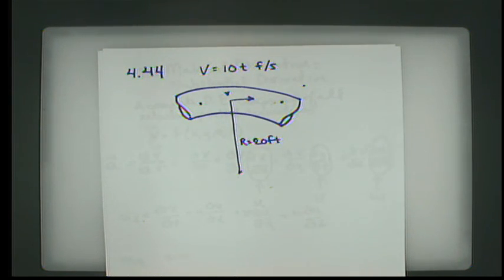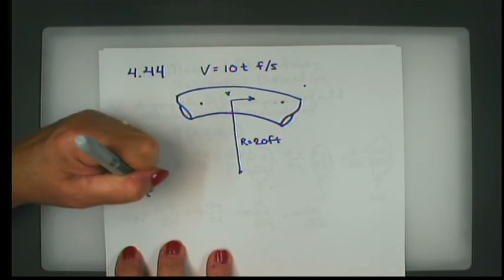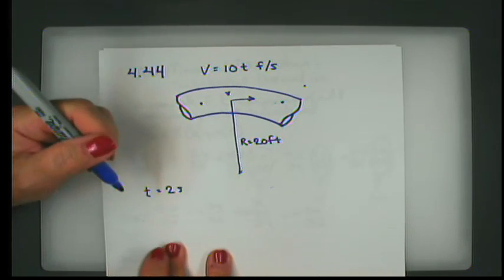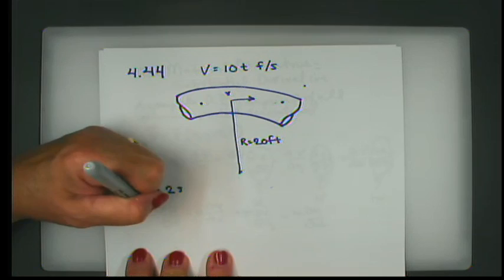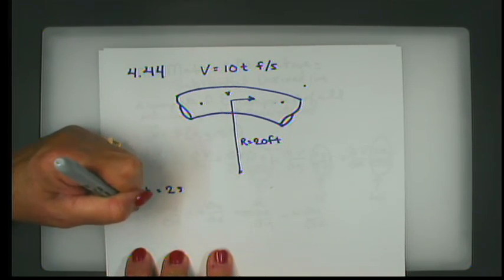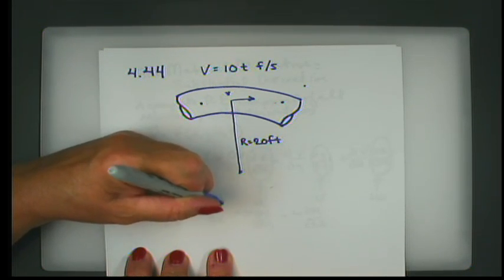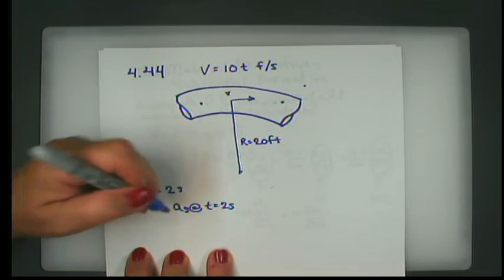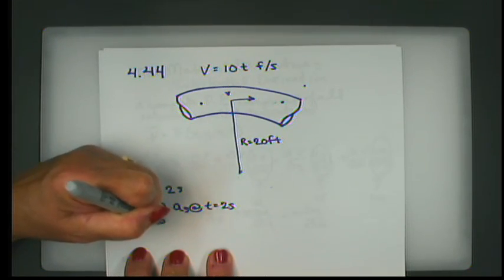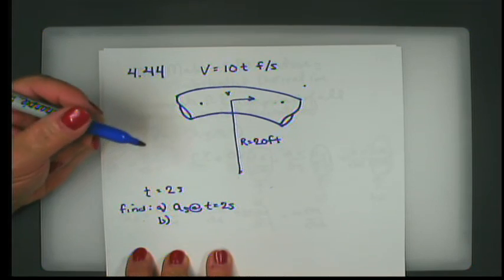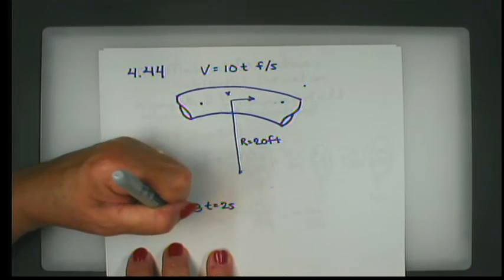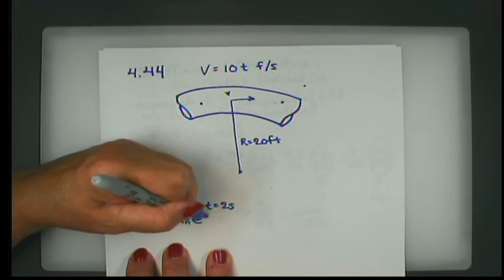Water flows through a curved hose as shown in figure 4.44 with an increasing speed of V equals 10t, where t is in seconds. For t equal to 2 seconds, determine the component of acceleration along the streamline. What is that? That's a sub s at t equals 2 seconds. That is the first thing that we want to find. B, we also want to find the component of acceleration normal to the streamline. So that would be a sub n, one would assume at t equals 2 seconds.